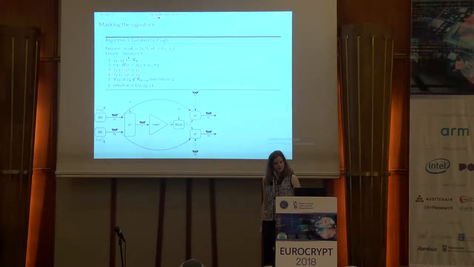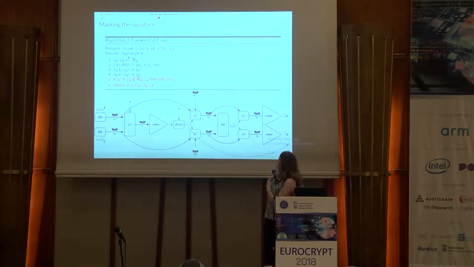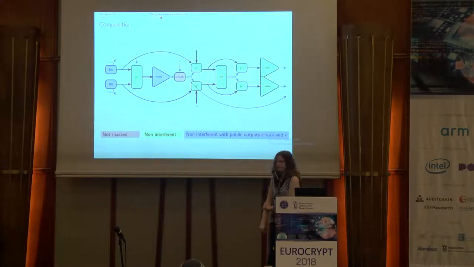After, there is a step which is the rejection sampling, which was a little bit complicated. So here is the rejection sampling step, which outputs the signature. So here is GLP sign in block form. We studied each block separately to prove the security. Here is the security of all the blocks. The green ones are non-interferent, and we can see that the hash function is not masked because we proved that R is not sensitive. And so we also had to prove that the full add in the middle was non-interferent with public output R.